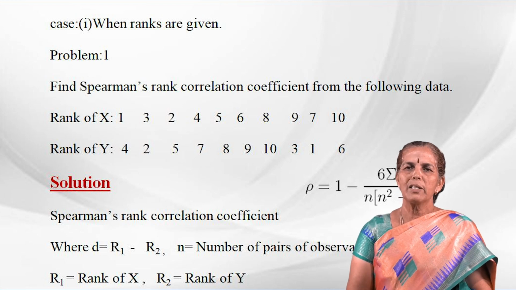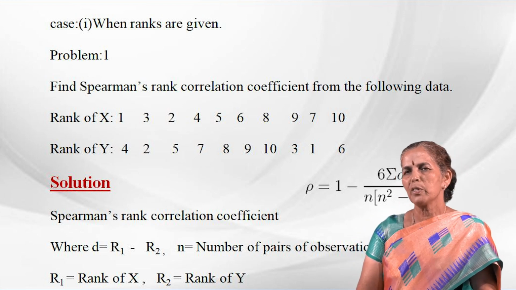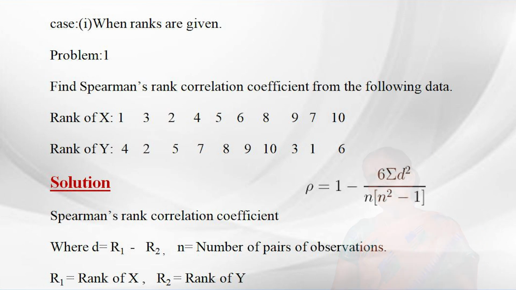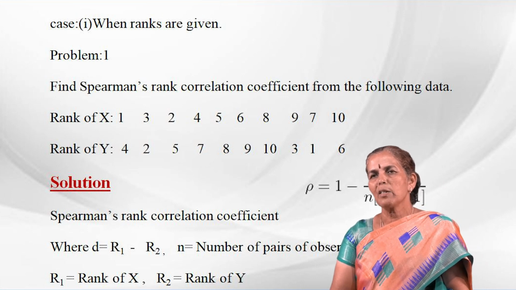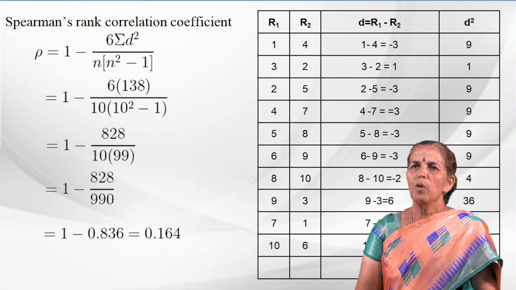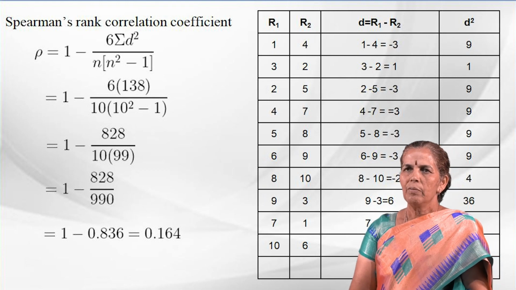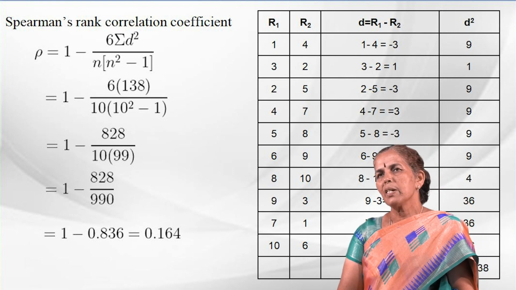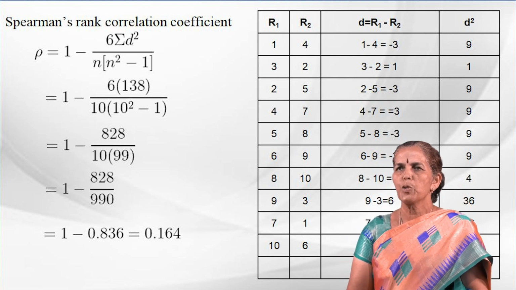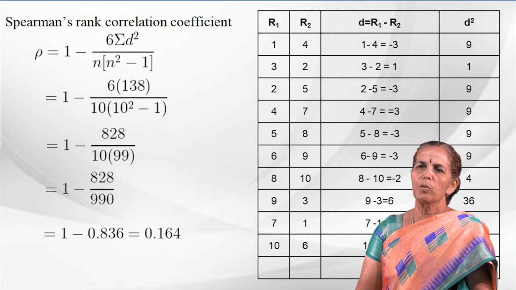The formula for calculating Spearman's rank correlation coefficient: rho equal to 1 minus 6 into summation d square divided by n into n squared minus 1, where d equal to R1 minus R2. n represents the number of pairs of observations, R1 represents rank of X, R2 represents rank of Y. Now we are opening the column R1, the given first column values taken as R1, next R2, next we take the deviation R1 minus R2, after that the deviations are squared.